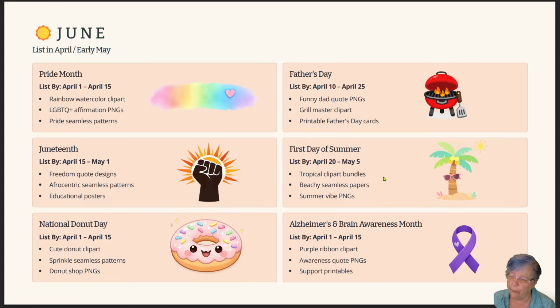Then we have first day of summer. You could do tropical clip art bundles, seamless papers, t-shirt designs with a fun summer vibe. Obviously, Donut Day, we're going to do donut clip art, seamless patterns, things like that. And you want to do your awareness quote PNGs and awareness ribbon clip art for June. But again, these are the types of things that you really should be working on now and listing within the next 4 or 5 weeks.